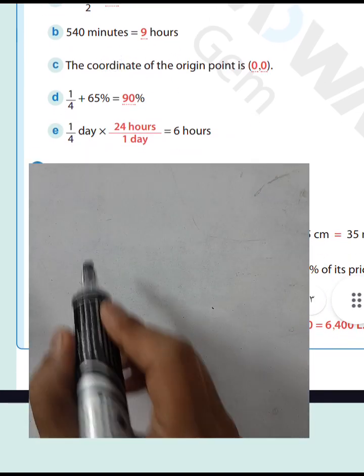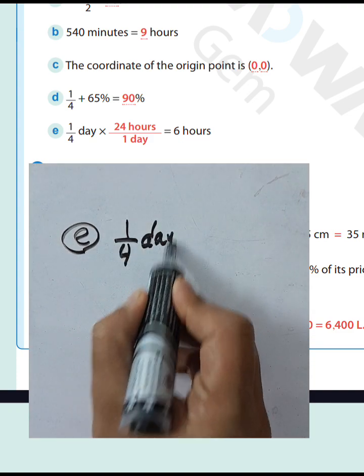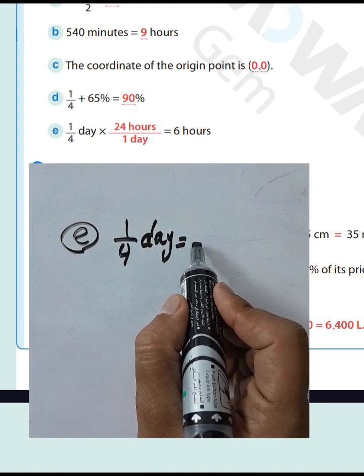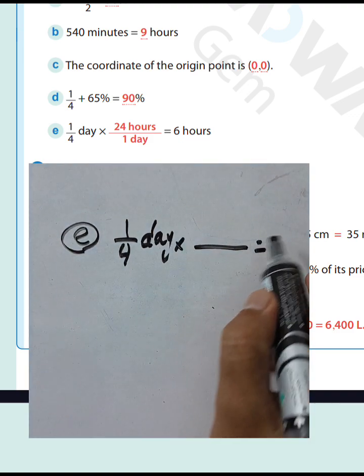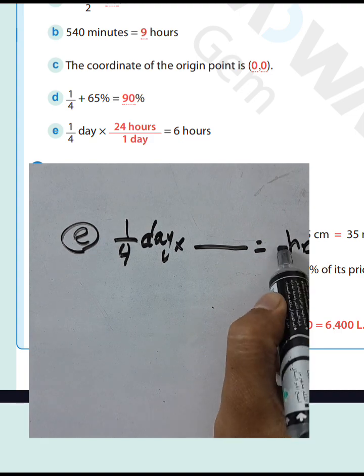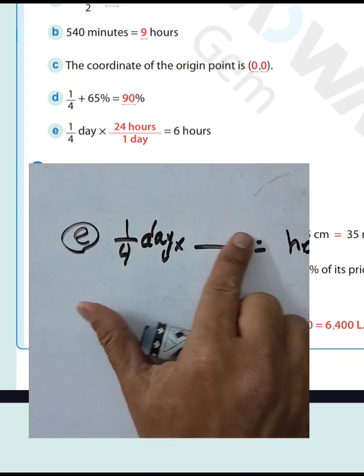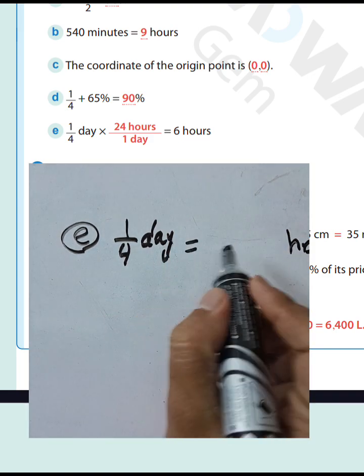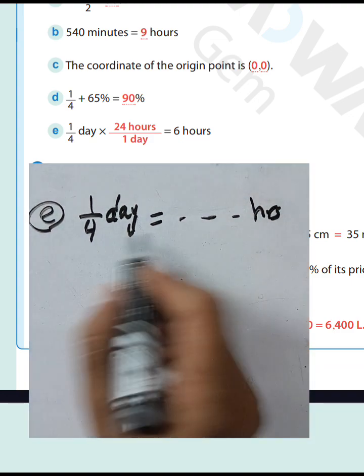Question letter E. 4 days equals space hours. You want to convert from days to hours. It's a question, okay? And we can solve the example by using a conversion factor.